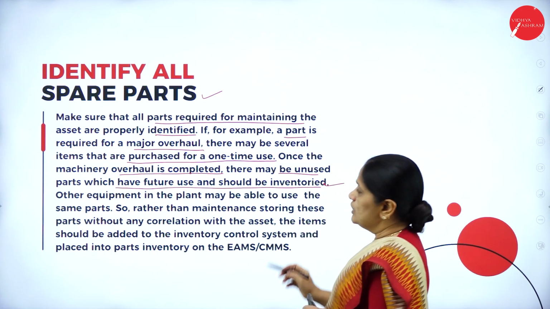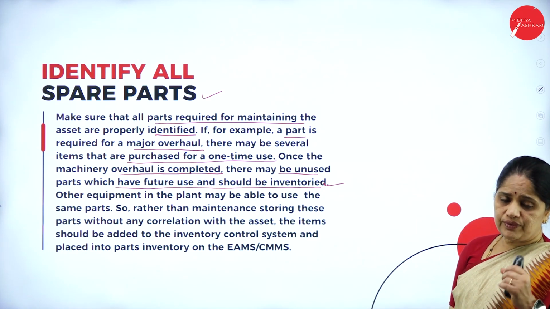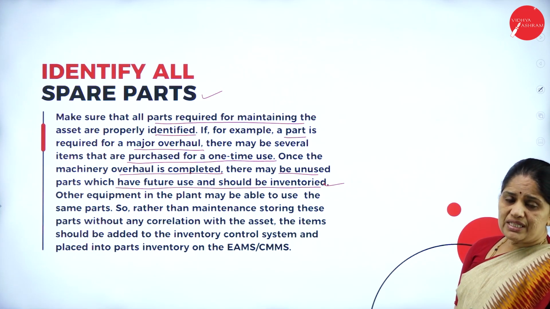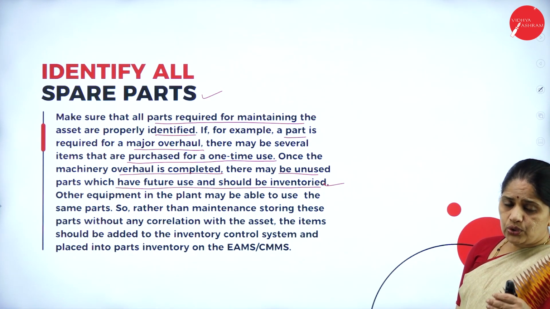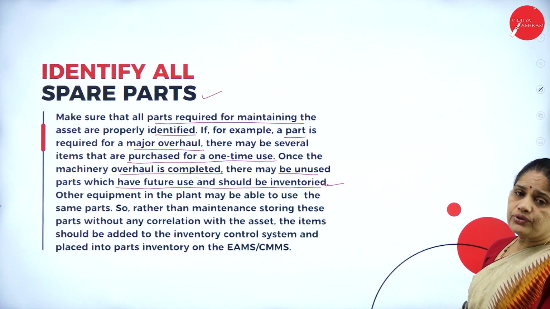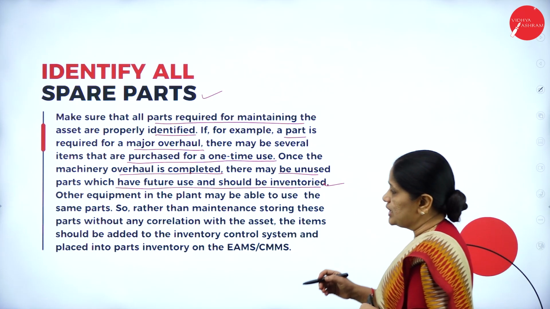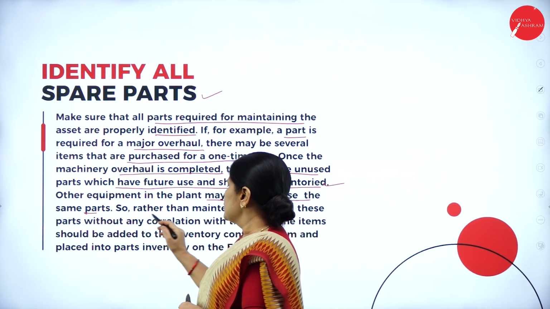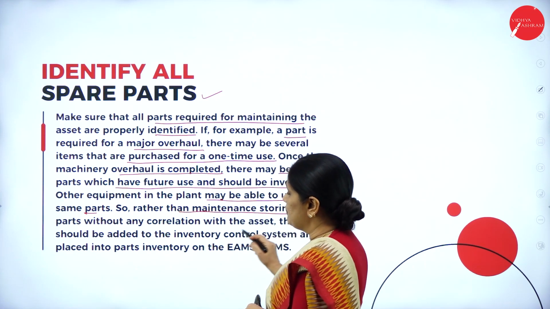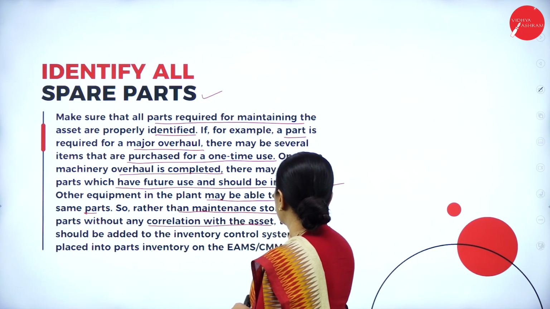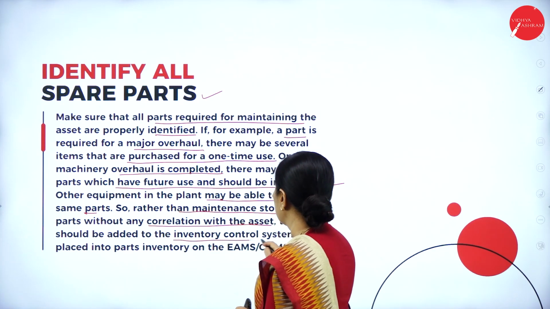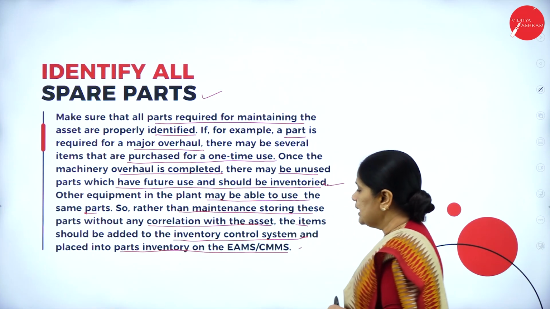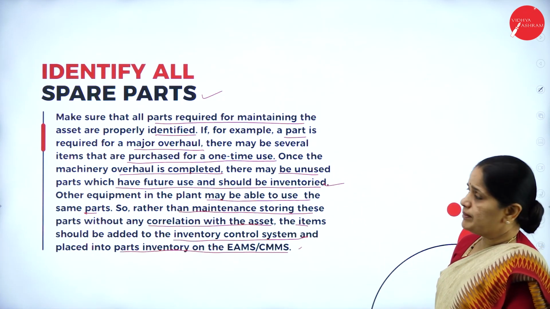be inventoried. So, there are certain parts which will be needed for a major overhaul of the machinery. So, once you make use of those parts and tools, then they have to be kept for future use, so they have to be inventoried. Other equipment in the plant may be able to use the same parts. So rather than maintenance storing these parts without any correlation with the asset, the item should be added to the inventory control system and placed into parts inventory or the EAMS or the CMMS.